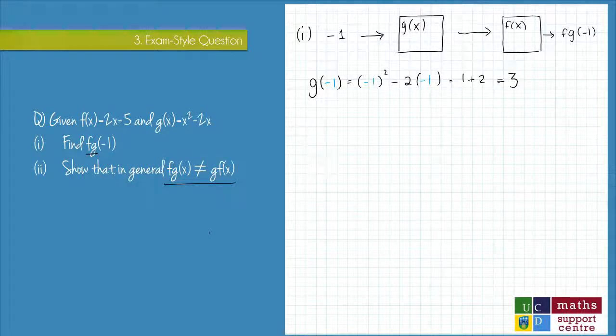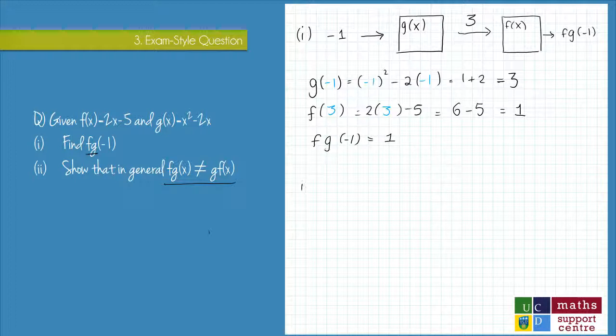So that means that we are inputting 3 into f of x. So we're looking for f of 3. And f of x is just 2x minus 5. So we sub in 3 for x and get 6 minus 5, which is just equal to 1. So what does that mean? It means that f of g of -1, so the composition of f of x and g of x in that order, is just equal to 1.